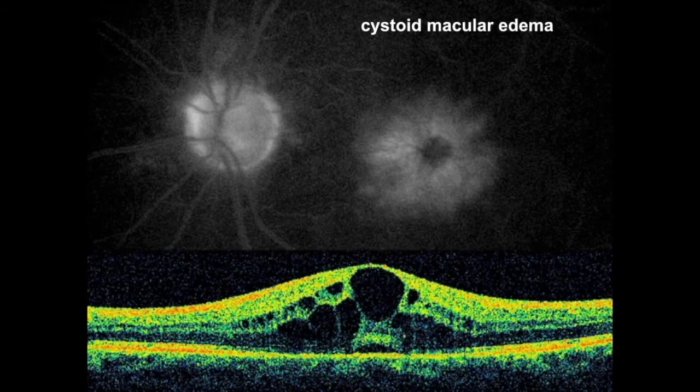Cystoid macular edema. Again, a lot of people are looking at cystoid macular edema and retina with OCT when they're trying to follow patients with age-related maculopathy and determine whether they need new injections of anti-VEGF medications.